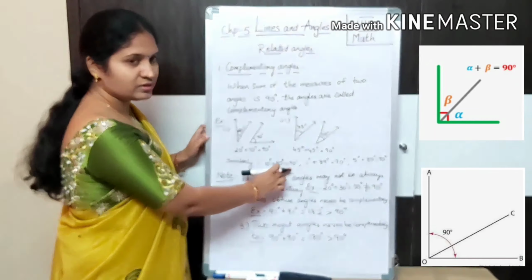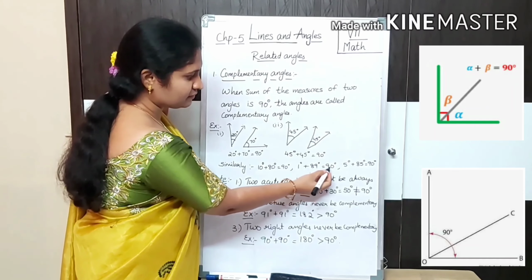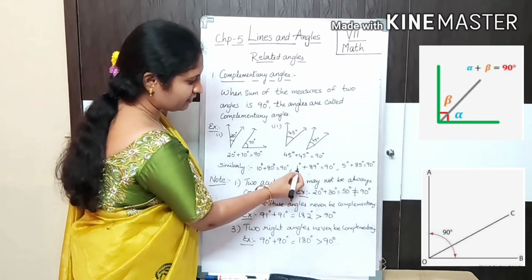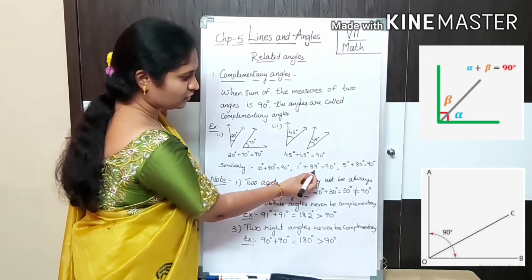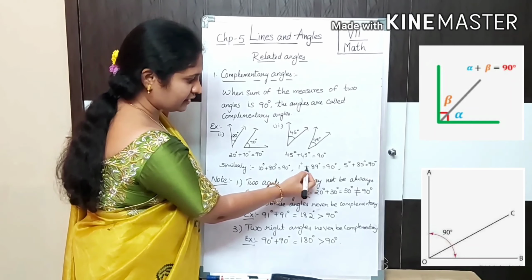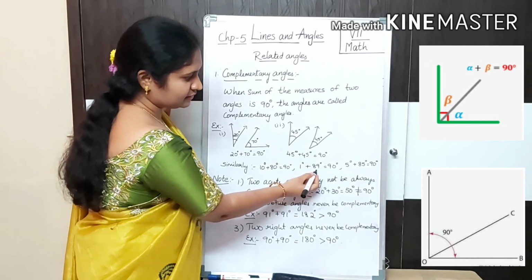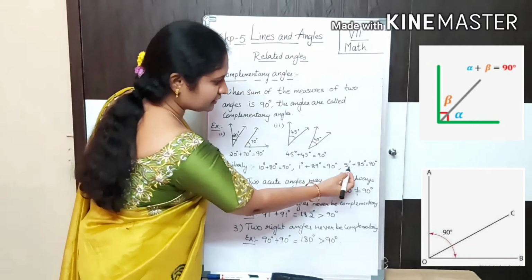And 1 degree plus 89 degrees is equal to 90 degrees. Here 1 degree and 89 degrees are complementary angles and they are complementary to each other. Similarly, 5 degrees plus 85 degrees is equal to 90 degrees.